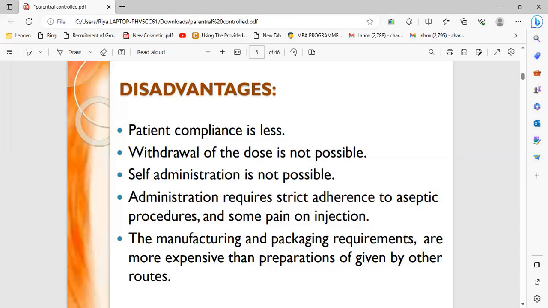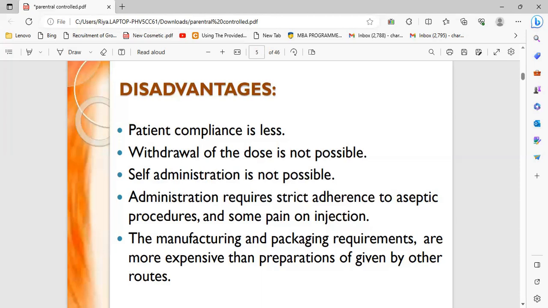Next, administration requires strict adherence to aseptic procedure and there is some pain on injection. So that is what I told. We have some pain when injecting the dosage form into the systemic circulation. And one more thing is, it requires strict adherence to the aseptic procedures, because we are directly injecting the dosage form into the systemic circulation.